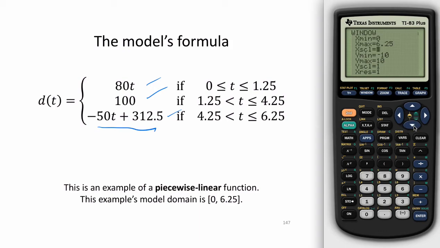For the output values, remember, ZoomFit doesn't always work great when you have more than one formula. I already know one window that will work just fine. I can go with a minimum d value of 0, that's home, and a maximum d value. If I put 100 here, then that horizontal line would be right on the top of the screen. I'm going to put a little higher than that, like 110, just so that there's a little breathing room up top.